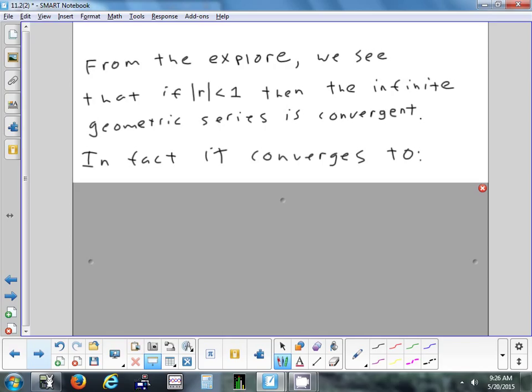If you always get the same result when you do r to the n, and r is a constant and a sub 1 is a constant, you basically get a horizontal line. You wouldn't have this converging. It would be different.